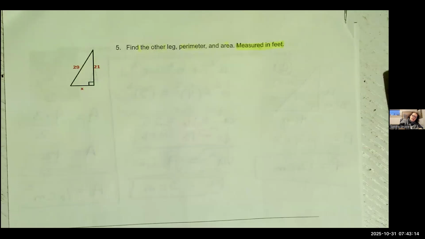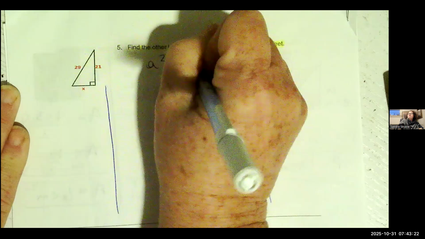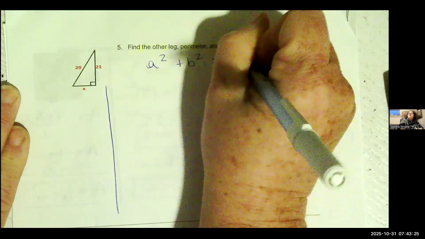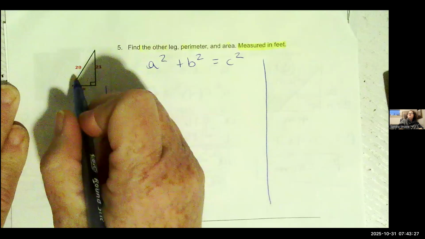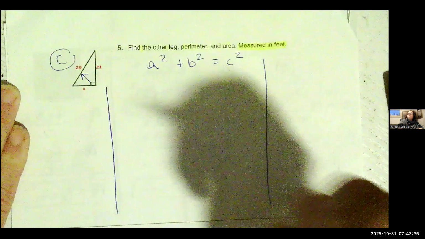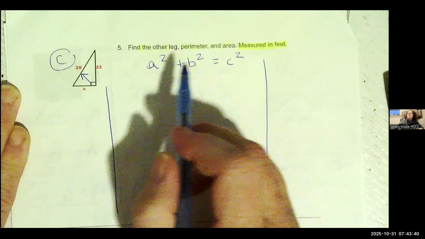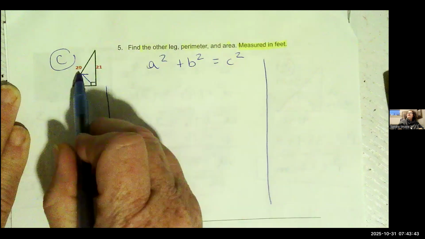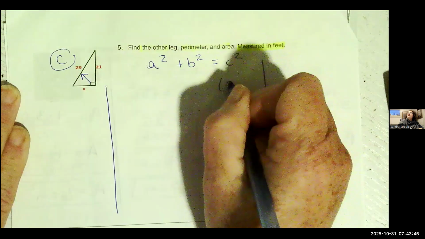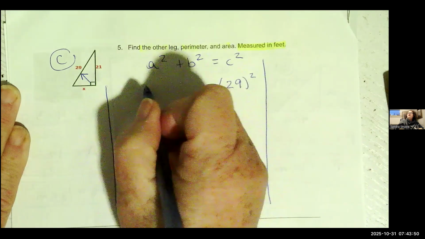So I'm going to start with a squared plus b squared is equal to c squared. This is my hypotenuse, so this is my c. That's the only thing I care about. I know it's my c, or hypotenuse, because it's directly across from the right angle. Okay, so I have to make sure that 29 gets put in the c position. Anything else doesn't matter. So I can let 21 equal a, and I could call this one b.